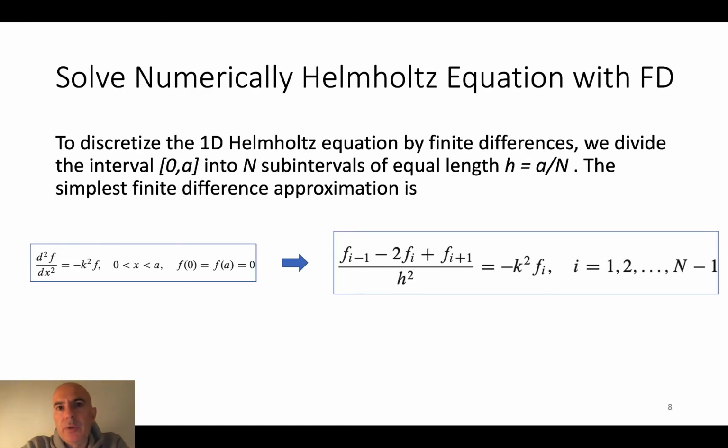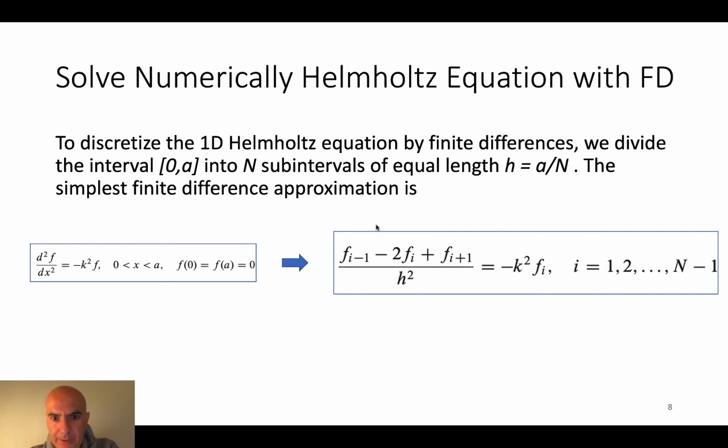So we want to solve numerically the Helmholtz equation, that is, this eigenvalue problem. We use the usual technique. To discretize the 1D Helmholtz equation by finite difference, we divide the interval from 0 to a into N sub-intervals of equal length, h equal to a divided by the number of cells. As we saw, the simplest finite difference approximation is the one using a central finite difference, that is actually the following.